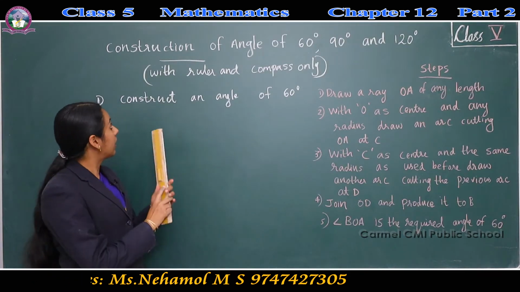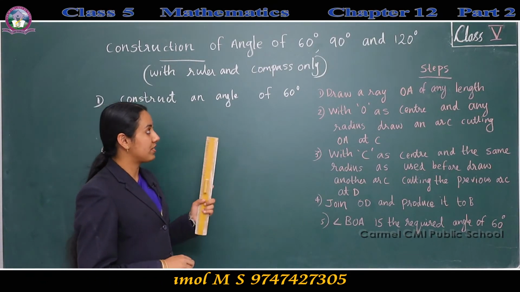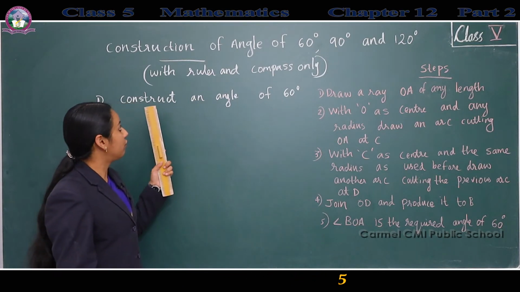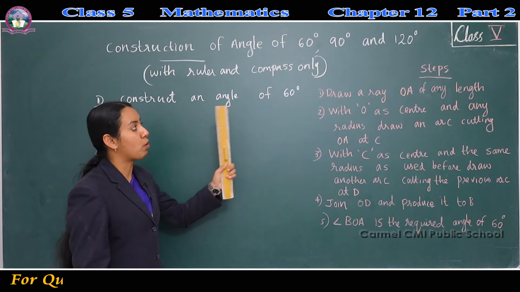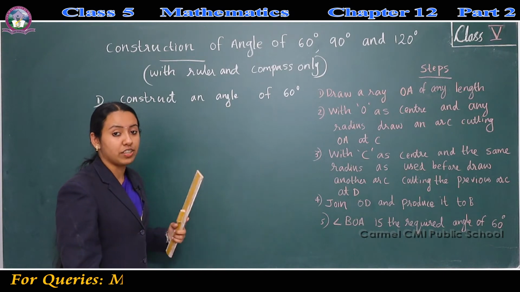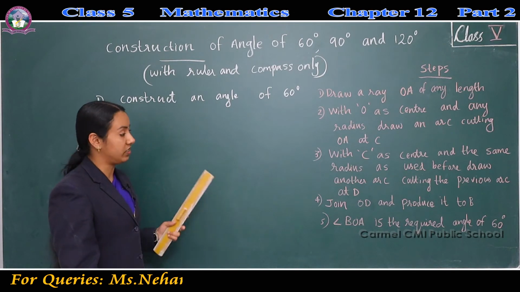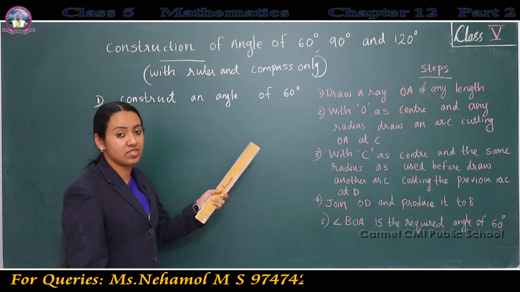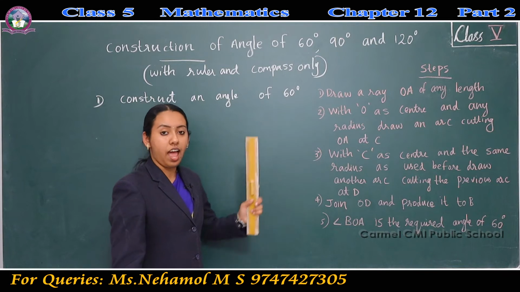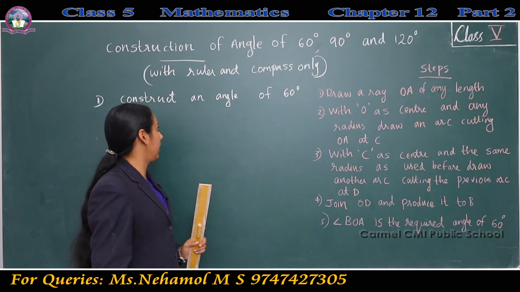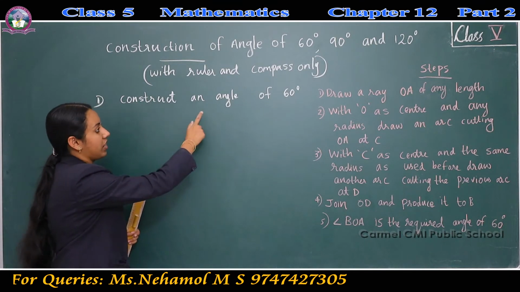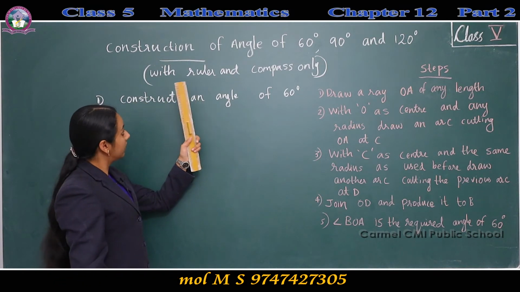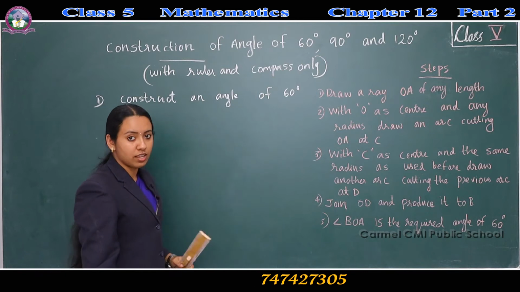Next topic, construction of angles of 60 degrees, 90 degrees and 120 degrees with ruler and compass only. That means without using a protractor, we are going to construct an angle of 60 degrees, 90 degrees and 120 degrees. First one, construct an angle of 60 degrees with the ruler and compass only.